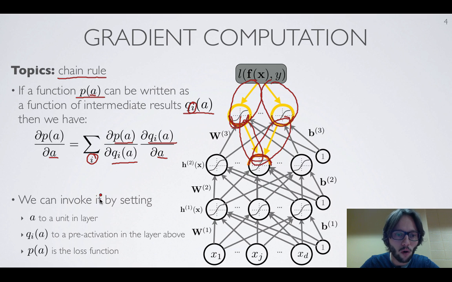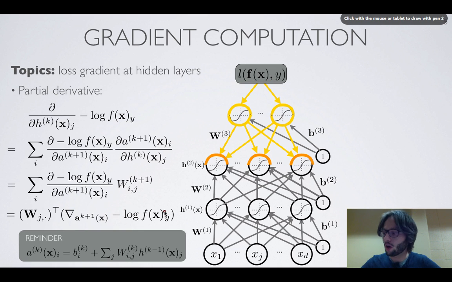Okay, so we can invoke this chain rule and use it in computing our gradients by using, for the activation of a unit in some layer, the pre-activation of each unit in the layer above as the partial or intermediate results, and then p of a would be the loss function. Okay, so that's what we'll use to derive the gradients with respect to the hidden layers.